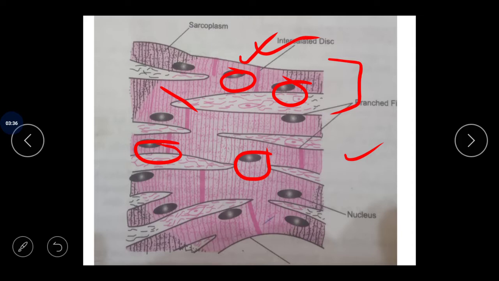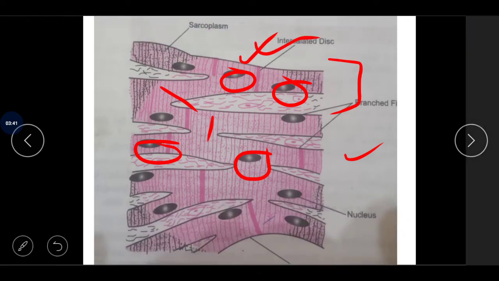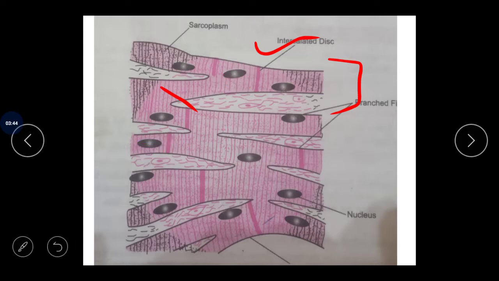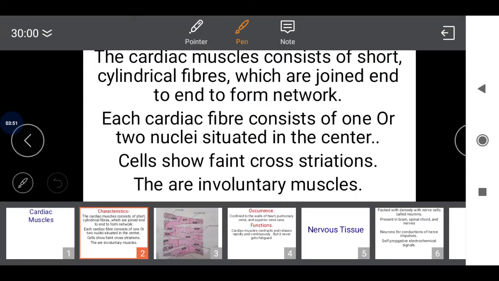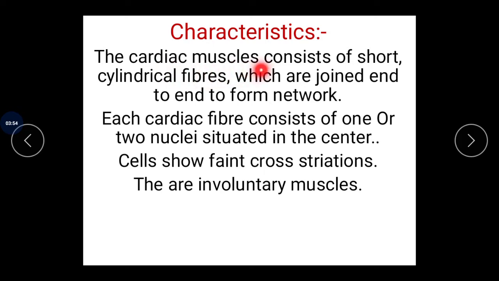And you again find the fat striations, the alternate light and dark bands. So these are the characteristics of these muscles: they consist of short cylindrical fibers which are joined end to end to form the network. And I mention again that each cardiac fiber consists of one or more nuclei situated in the center, and they also show the fat striations.